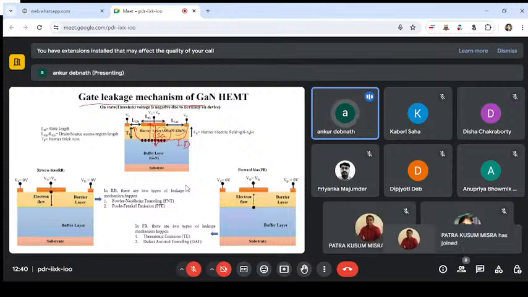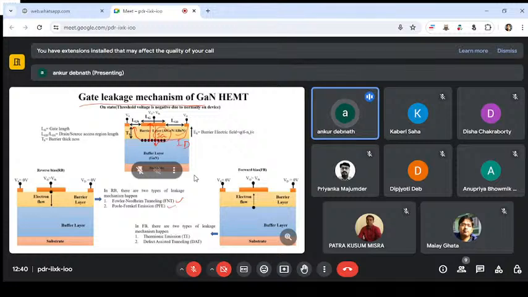There are a few mechanisms that I can show you. There is Fowler-Nordheim tunneling, and then there is Poole-Frenkel emission current, thermionic emission current, and defect state tunneling current. So this is the structure. This is the reverse bias condition and this is the forward bias condition.